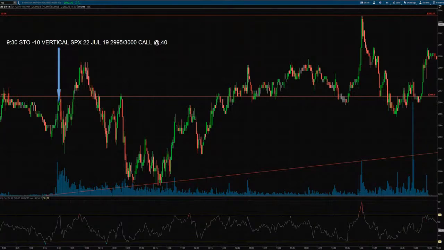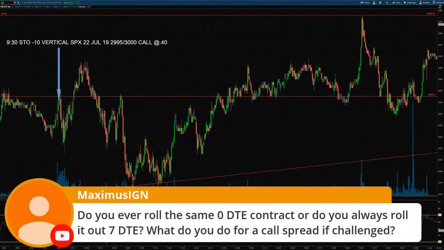Okay, let me answer this one question. Do you ever roll the same 0 DTE contract? Here's from Maximus. Do you ever roll the same 0 DTE contract, or do you always roll it out to 7 DTE? No, sometimes I can roll it out to 5 DTE or 3 DTE or 8 DTE or 9 DTE, right? But I generally do it for 7. I do it around 7 days.